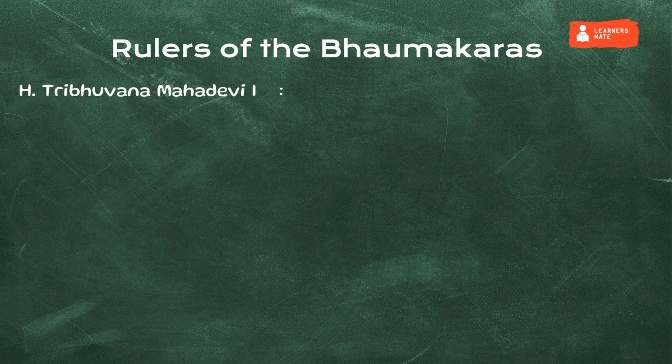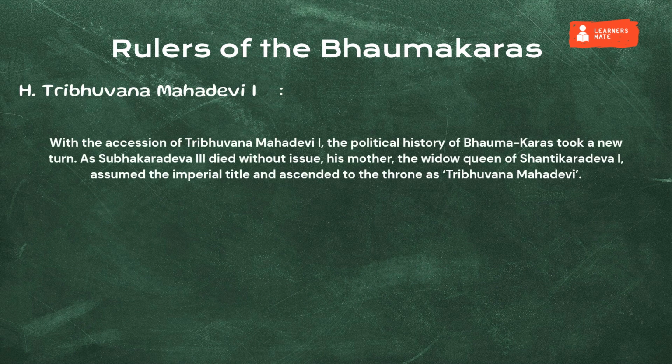The Tribhuvana Mahadevi I. With the accession of Tribhuvana Mahadevi I, the political history of the Bhaumakaras took a new turn. As Subhakaradeva III died without issue, his mother, the widow queen of Shantikaradeva I, assumed the imperial title and ascended to the throne as Tribhuvana Mahadevi.